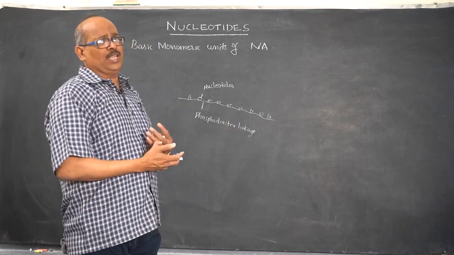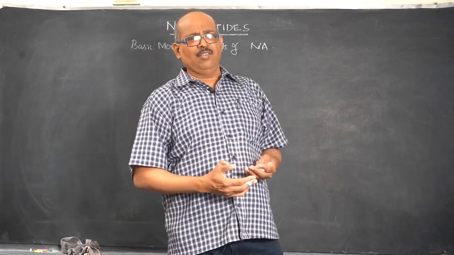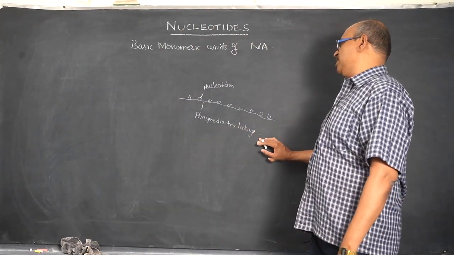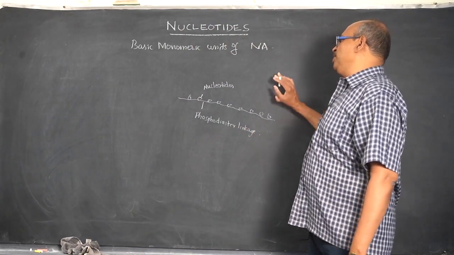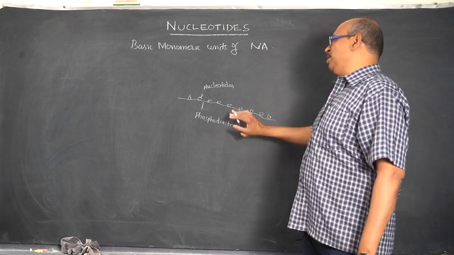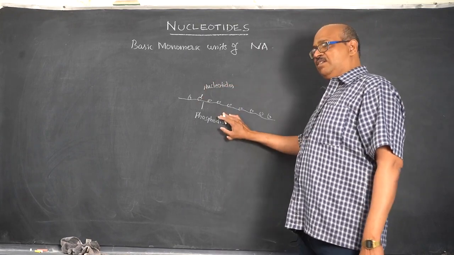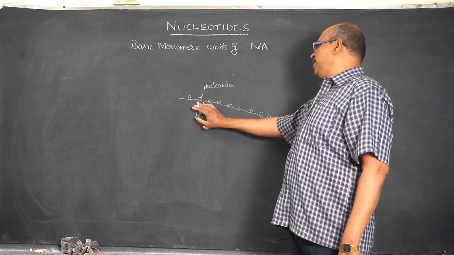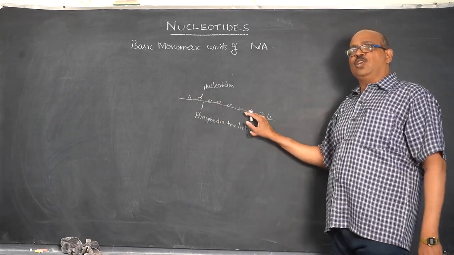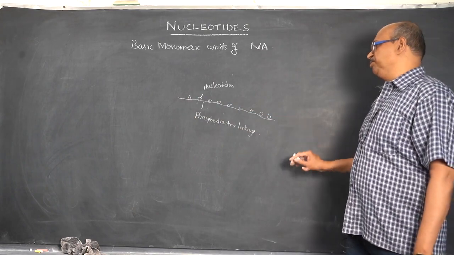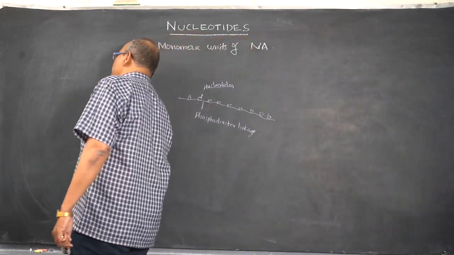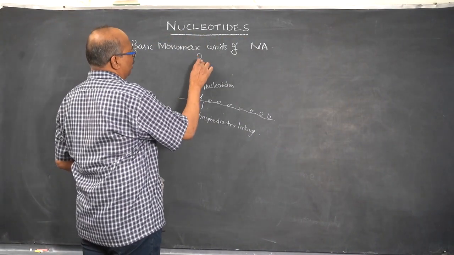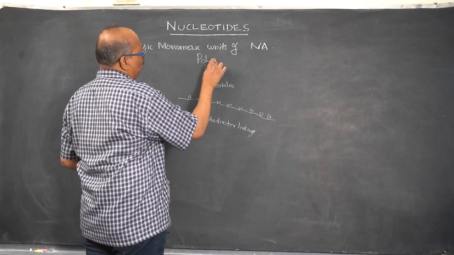So you have two ester linkages involving a phosphate group. That's why it is called a phosphodiester linkage. So a nucleic acid is nothing but a polynucleotide chain having phosphodiester linkages between the monomeric nucleotide units. Since it is ester basically, we can also call a nucleic acid a polyester.